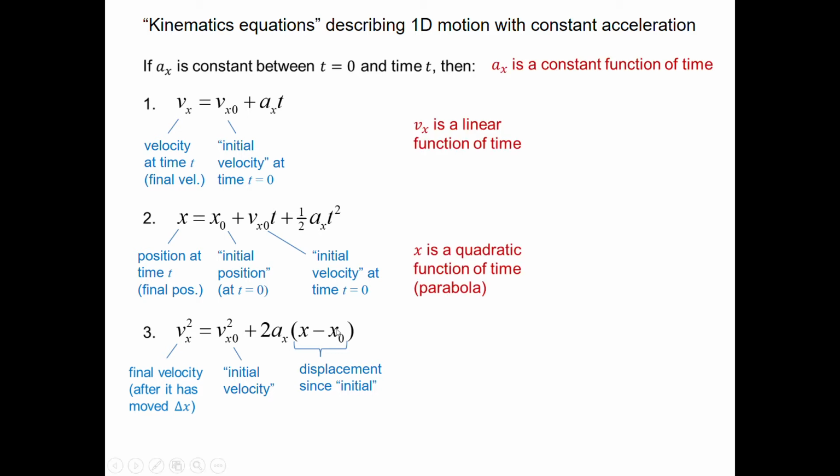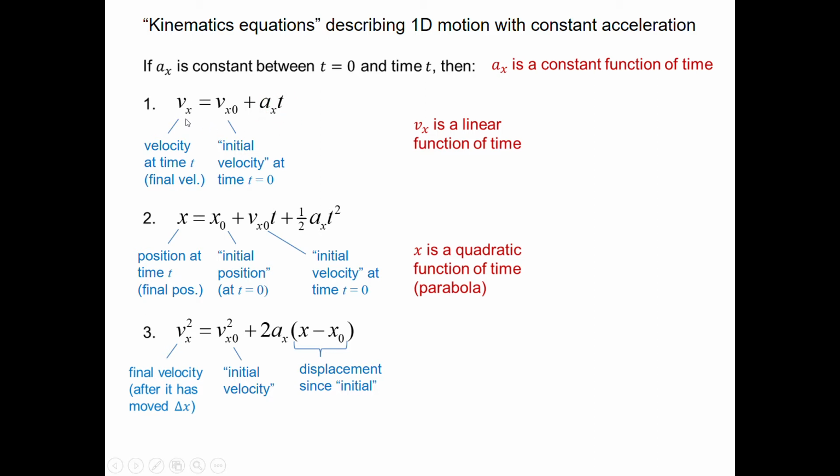Okay? Let's just think about what these mean in terms of functions of time. We've been talking about graphs of x versus t, Vx versus t, and Ax versus t. The assumption that Ax is constant between t equals 0 and that later time t means that Ax is a constant function of time. So if I plotted Ax versus t, we'll see examples of this, it would just be a flat line with a value that equals the constant value of acceleration.